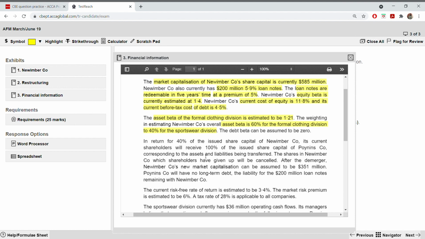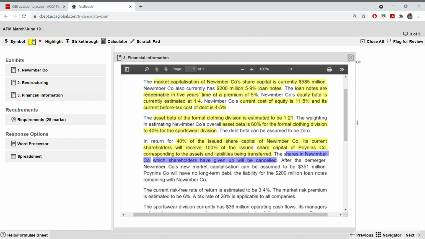Next, in return for 40% of issued share capital of Newber, its current shareholders will receive 100% of issued share capital of Poinus, corresponding to the assets and liabilities being transferred. This is also very important. What does it mean? That you are giving 40% of your issued share capital to Newber to get 100% shares of Poinus. The shares in new member which shareholders have given up will be cancelled. You have to be prepared for this. Shares might be changed to debt, debt might be changed to shares, shares might be cancelled, debt might be cancelled. All these things will come in reconstruction. Like in this case, shares in new company which shareholders have given up will be cancelled.